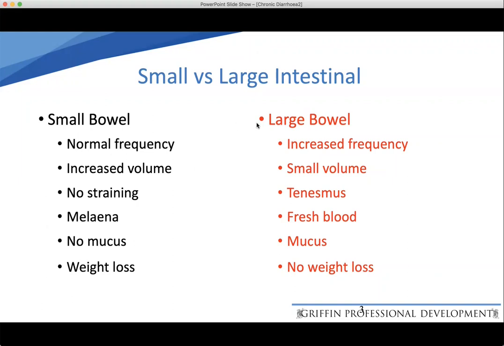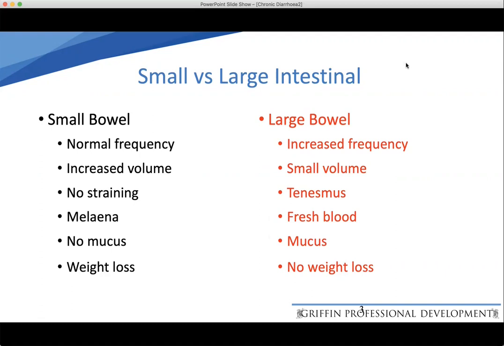Compare that to large intestinal diarrhea, where we have an increased frequency but smaller volume of stool. There's frequent straining or tenesmus. There's often a history of fresh blood in the stool and mucus, but there's no history of weight loss. But as I say, it's possible that you could have a combination of both small and large intestinal diarrhea together.